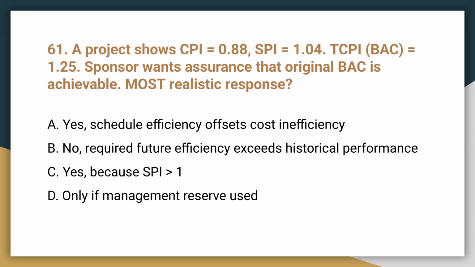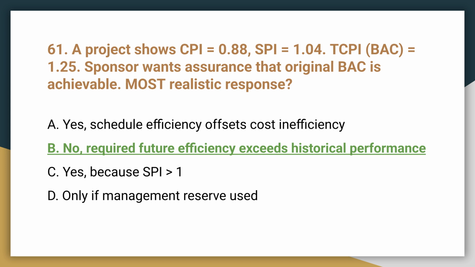Question 61. A project shows CPI of 0.88, SPI of 1.04, and TCPI BAC of 1.25. The sponsor seeks assurance the original budget at completion, or BAC, is achievable. What is the most realistic response? The most realistic response is no. Required future efficiency exceeds historical performance. A TCPI of 1.25 means a future cost performance index of 1.25 is needed to meet the original budget, which is much higher than the current CPI of 0.88.